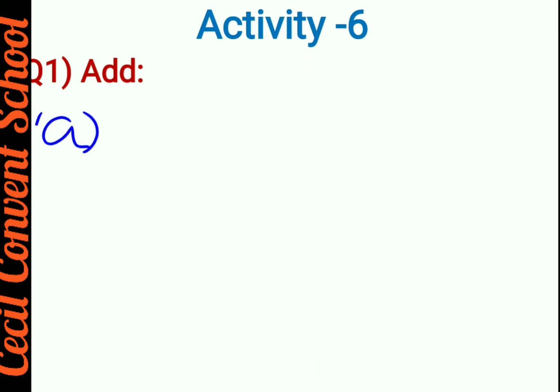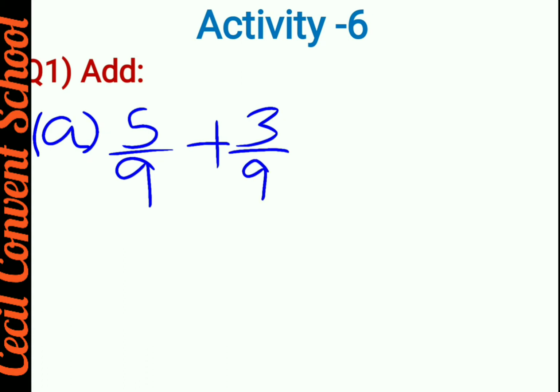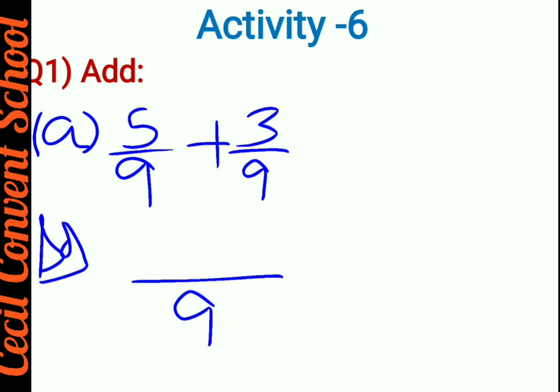The first part is 5 upon 9 plus 3 upon 9. Here you will see that the denominators are the same. When the denominators are the same, then how do we add? Then we write 9 down, because when the denominators are the same, then the LCM will be 9 only. Clear? So the LCM will be the same. So here the denominator is 9. So the LCM will be 9. So I have written down 9.